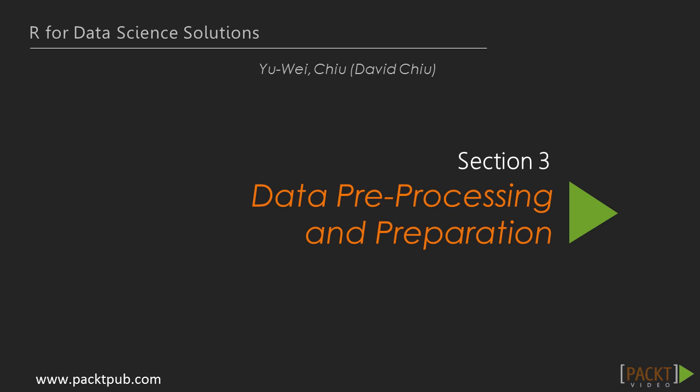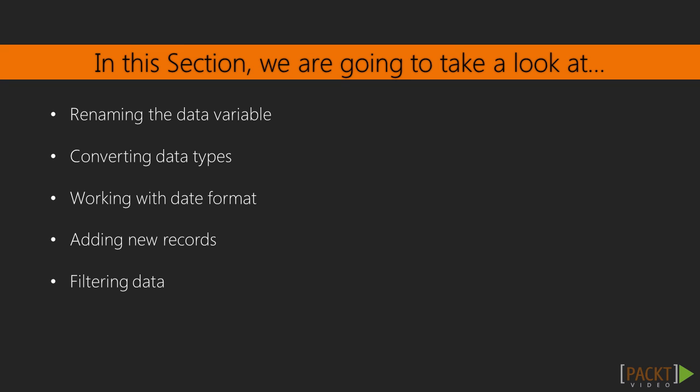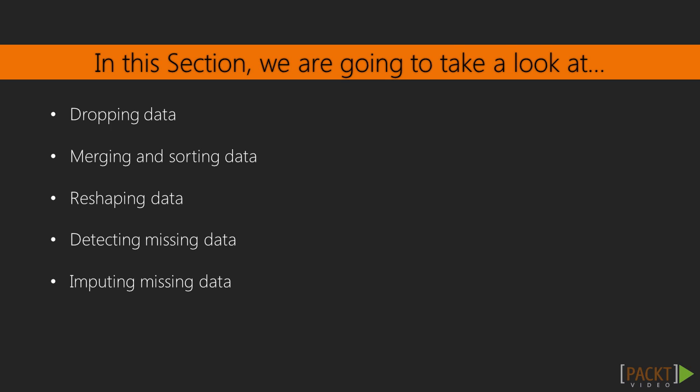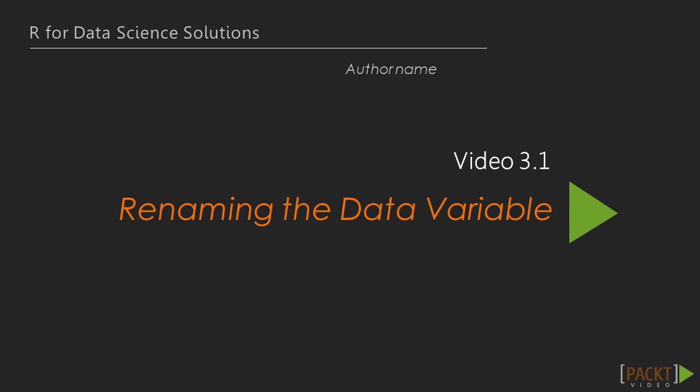In the last section, we looked at data extracting, transforming, and loading. In this section, we'll cover the data pre-process steps such as type conversion, adding, filtering, dropping, merging, reshaping, and missing value imputation with some basic R functions. Now we move on to the first video of this section that deals with renaming the data variable.